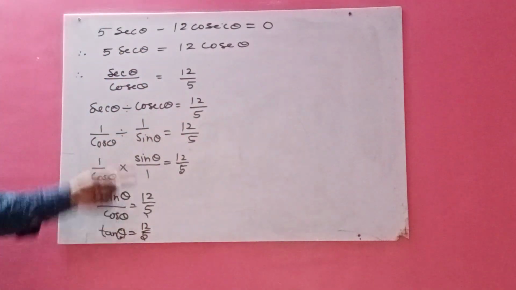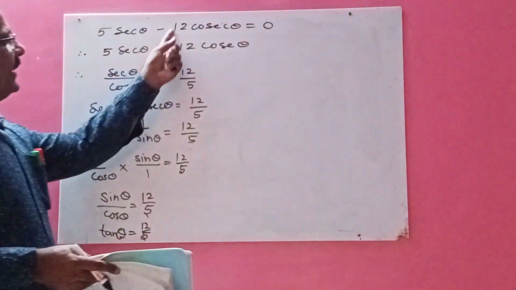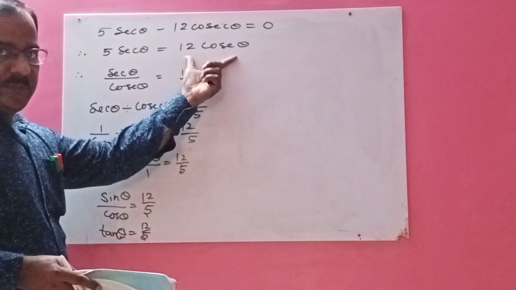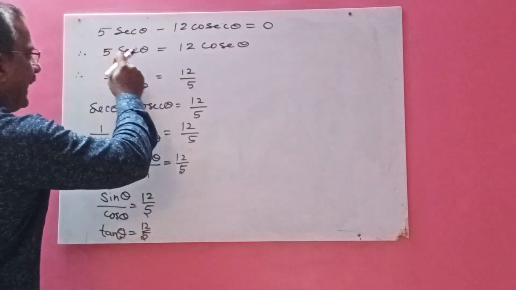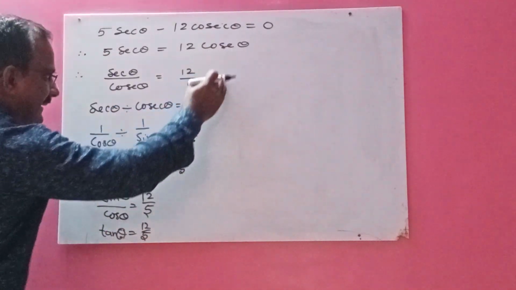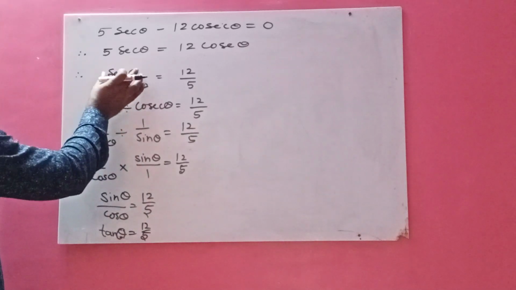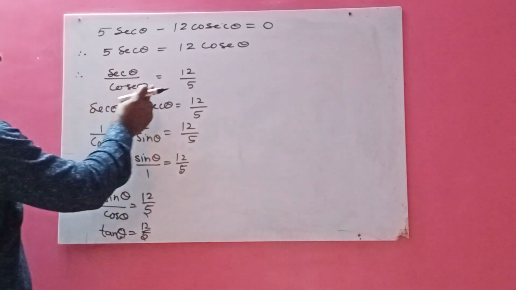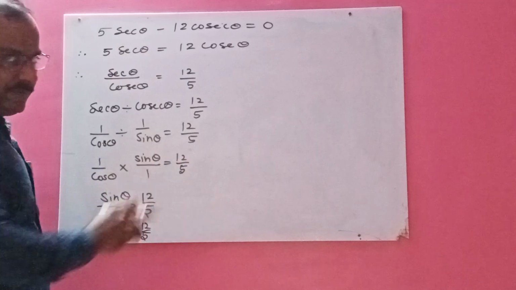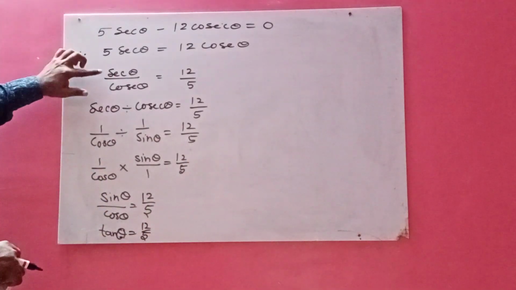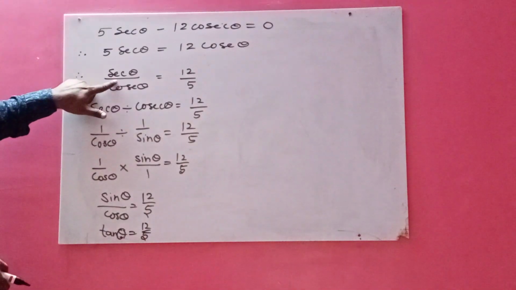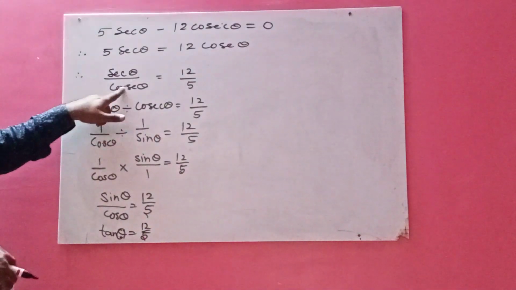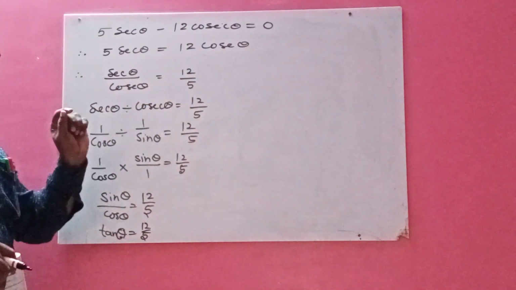As I told you, I am going to solve this equation and I will get one trigonometric ratio value. You can see here what I have done. First I have taken this one to this side, it becomes positive, and I said apply alternendo, which means take 5 to this side and cosec theta to this side. So it is sec theta divided by cosec theta, which is equal to 12 upon 5. Now this can be written in this way, sec theta divided by cosec theta, which is equal to 12 upon 5.